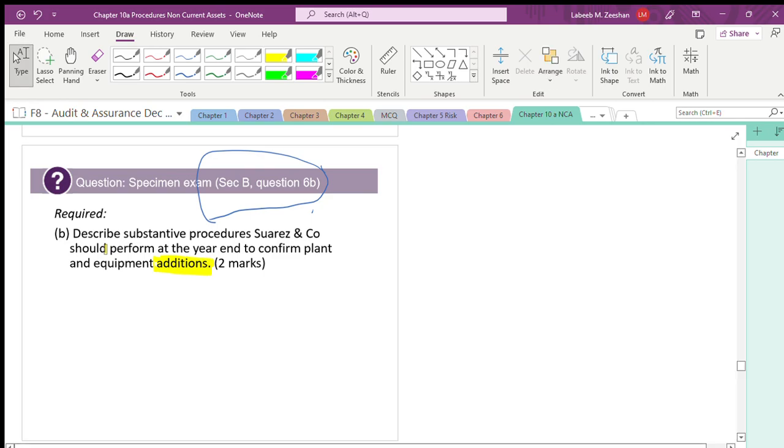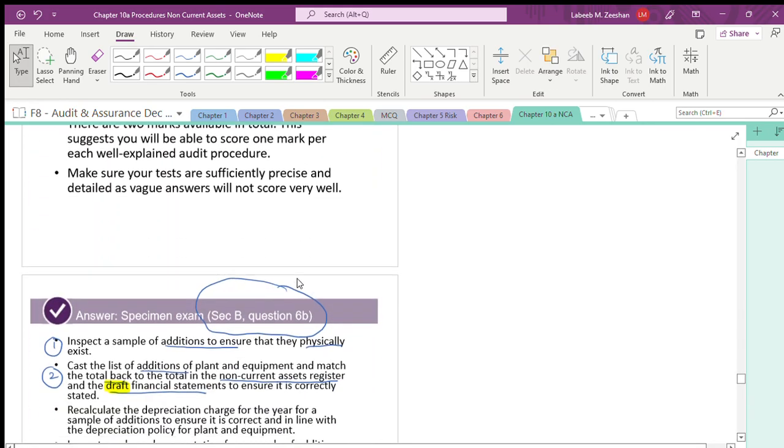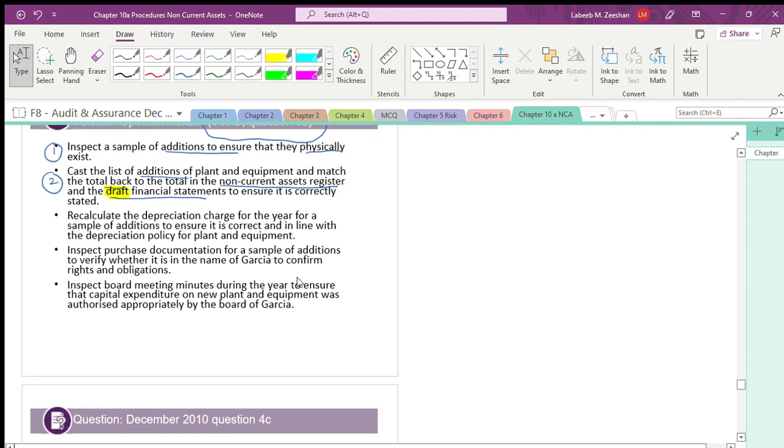Is that only with respect to additions you have to do? That is the reason we are calculating depreciation for a sample of additions. We are casting for the additions. We are taking a sample for additions. We are inspecting documentation for the additions to check whether it has the rights and obligations.